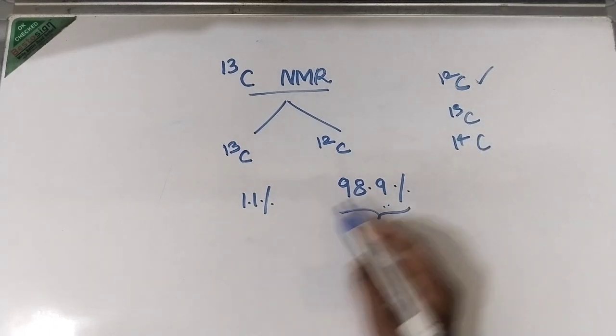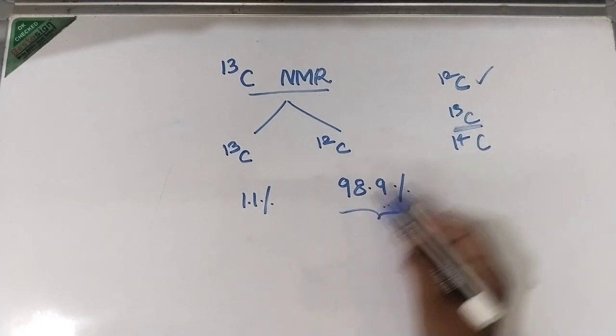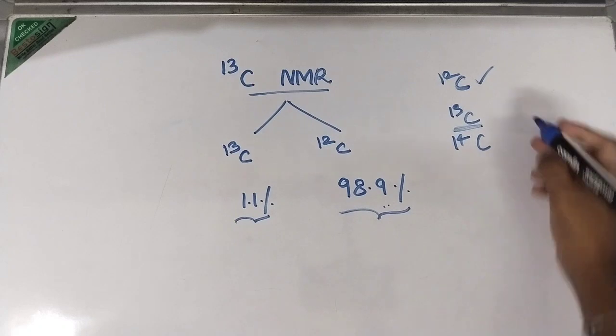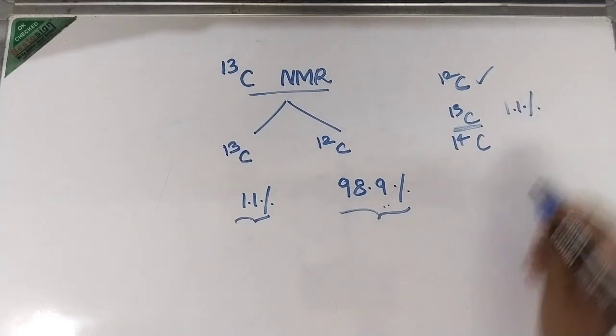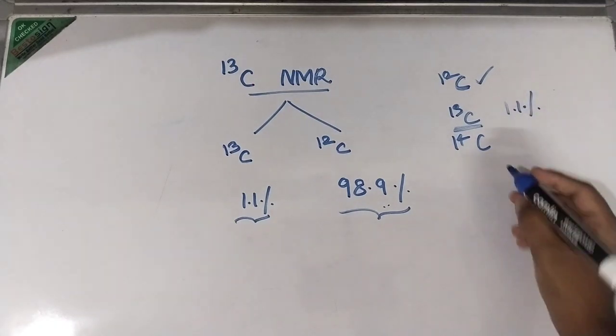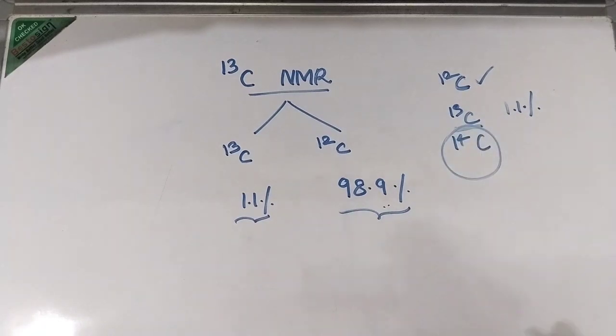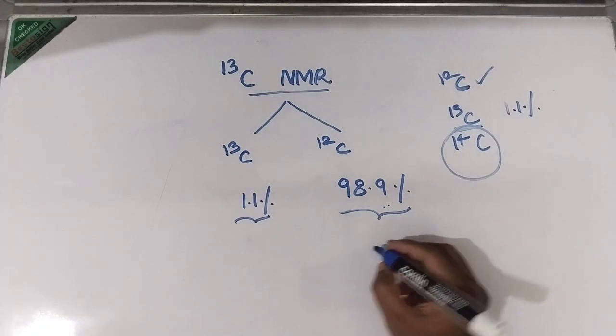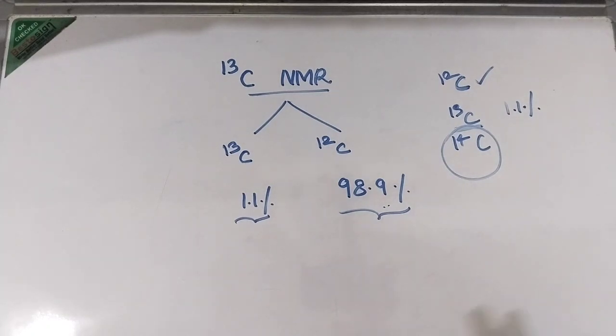Next, if you see C13, it is only 1.1%. Abundance will be only 1.1%. If you take C14, it is a radioactive isotope, right? It is used to find out the age of particular specimens. So, what we want to see here is which carbon isotope will be NMR active.